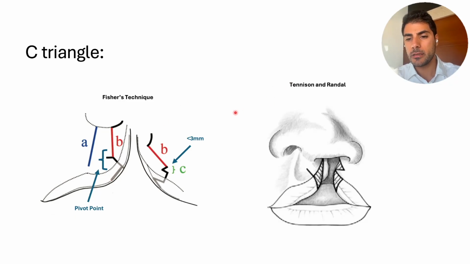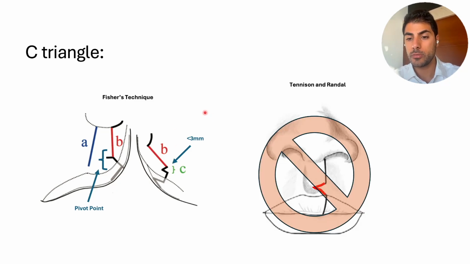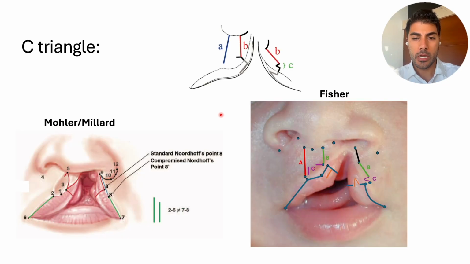And this is Tennyson and Rendell. Some of you will tell me that it's exactly the same as Tennyson and Rendell, but in fact it is not, because there the triangle will always be large, and this will cause a triangle that will cross the filtral column. And mainly I personally credit the pivot point. So Fisher's technique added this pivot point that now maintains the C triangle under 3 millimeters, and thus we will not face the same problem as Tennyson and Rendell, which is a large scar going into the middle of the philtrum.